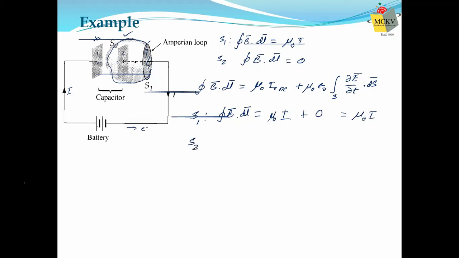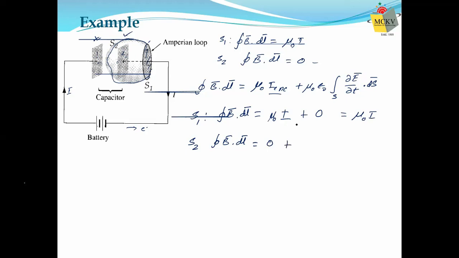Now S2 surface, this hemispherical surface. Closed integral B dot dl equals mu naught times the total current enclosed. What is the total current enclosed within it? There is no current enclosed. We cannot enclose any current because between two plates of the capacitor there is no actual charge flow. 0. That was the problem.